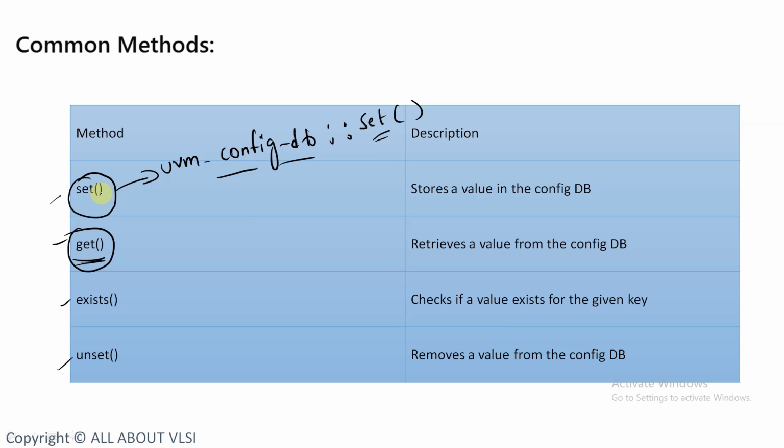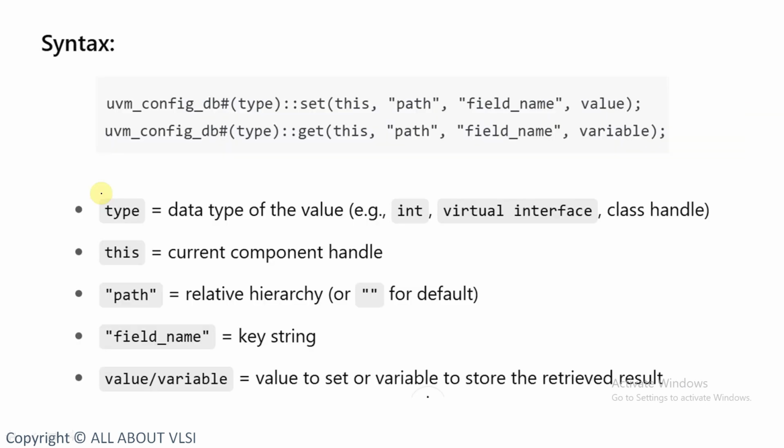Now the next method is exist. This exist method checks whether a value exists for a given key or not. And coming to unset, it is going to remove a value from the config DB. So these are the methods which are available in the UVM config DB class. Now let us see the syntax for set and get.